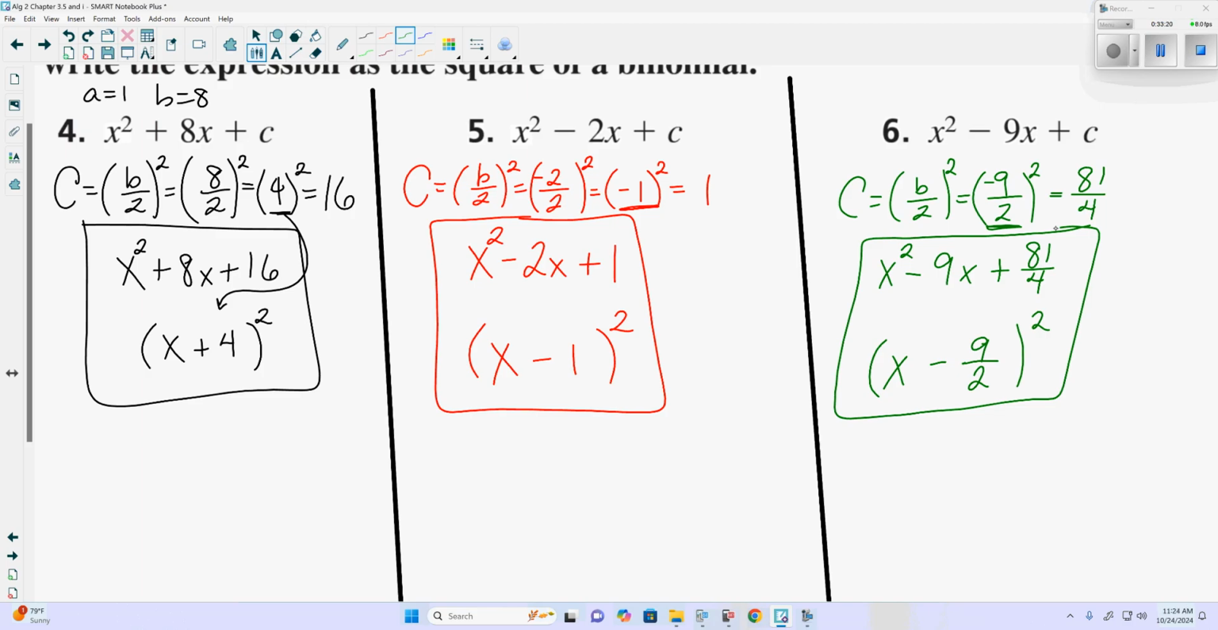Questions on this here? Questions on anything we've done so far? How do we feel about finding c? Do we see how this works?